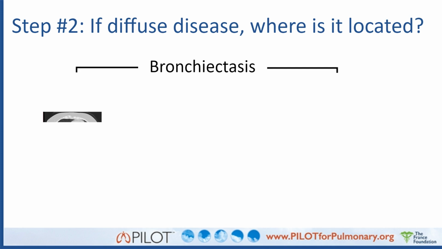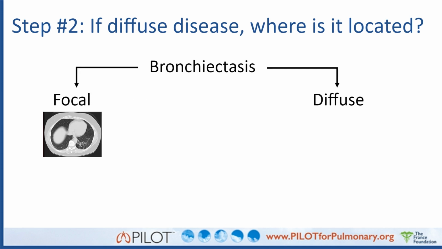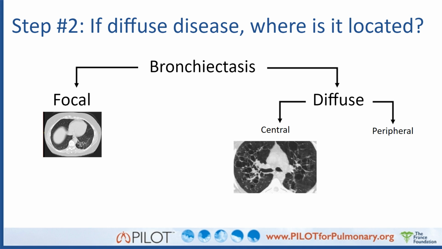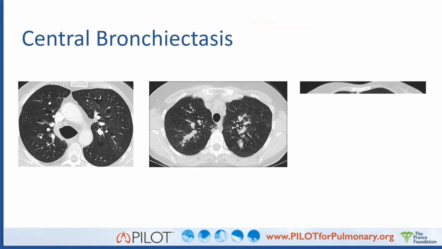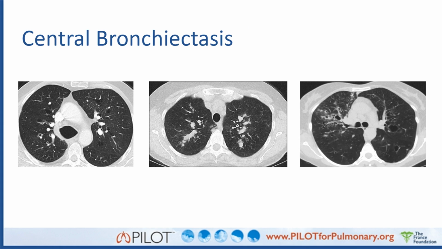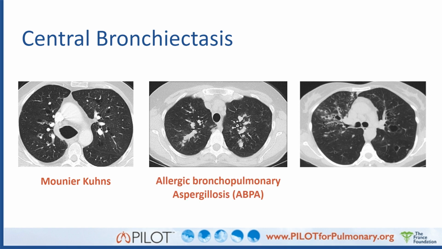But if they have diffuse disease, location can be helpful in terms of trying to define the etiology of disease, comparing central bronchiectasis to more peripheral disease. So we can think about bronchiectasis occurring in the conducting airways that Lynn Reed described. She said there are 16 of them. When bronchiectasis occurs in the central bronchi close to the trachea, there's a narrow differential diagnosis that includes Mounier-Kuhn's, allergic bronchopulmonary aspergillosis, and Williams-Campbell.